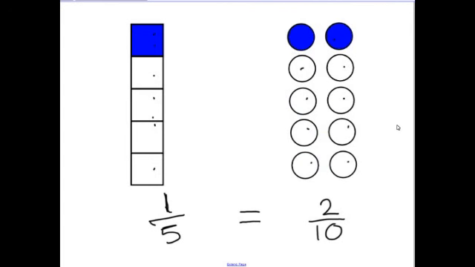So equivalent fractions are 2 fractions that may look different. They may have a different denominator and a different numerator, but they represent the same amount of a whole, or more accurately, the same proportion of a whole. Okay, so that's equivalent fractions. In the next video we'll have a look at how we can find equivalent fractions, but until then, have fun with equivalencies, and I'll see you in the next video.